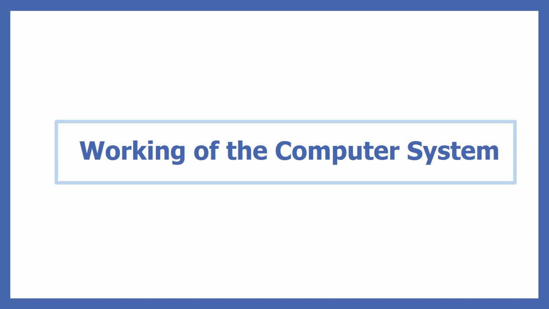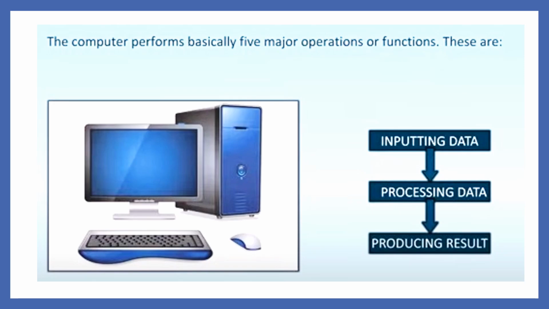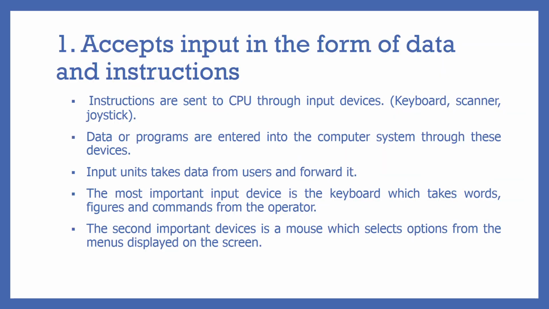As we all know, the computer takes input from the user, processes it and gives the output. So the computer basically performs five major operations or functions. Number one, it accepts input in the form of data and instructions from the user. You are going to input data into the computer, or you're giving instructions to perform something to get the desired results.